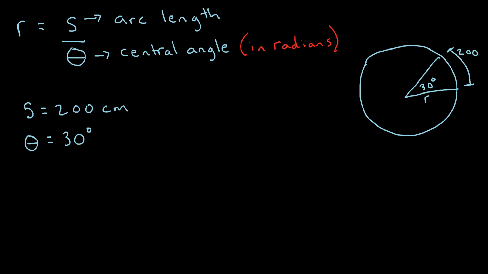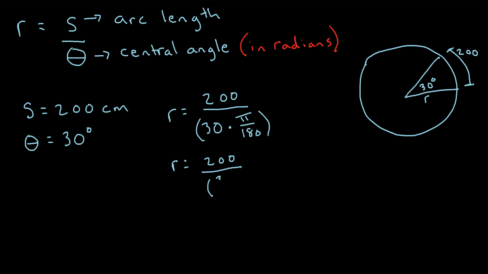So the way that we do that is we just plug these numbers into the formula. So r is equal to 200 divided by 30. Now here's the catch. This formula assumes that this theta is written in radians. So right now it's given to us in terms of degrees, 30 degrees. To convert that to radians, we need to multiply by pi over 180. So really we've got radius is equal to 200 divided by 30 pi over 180.